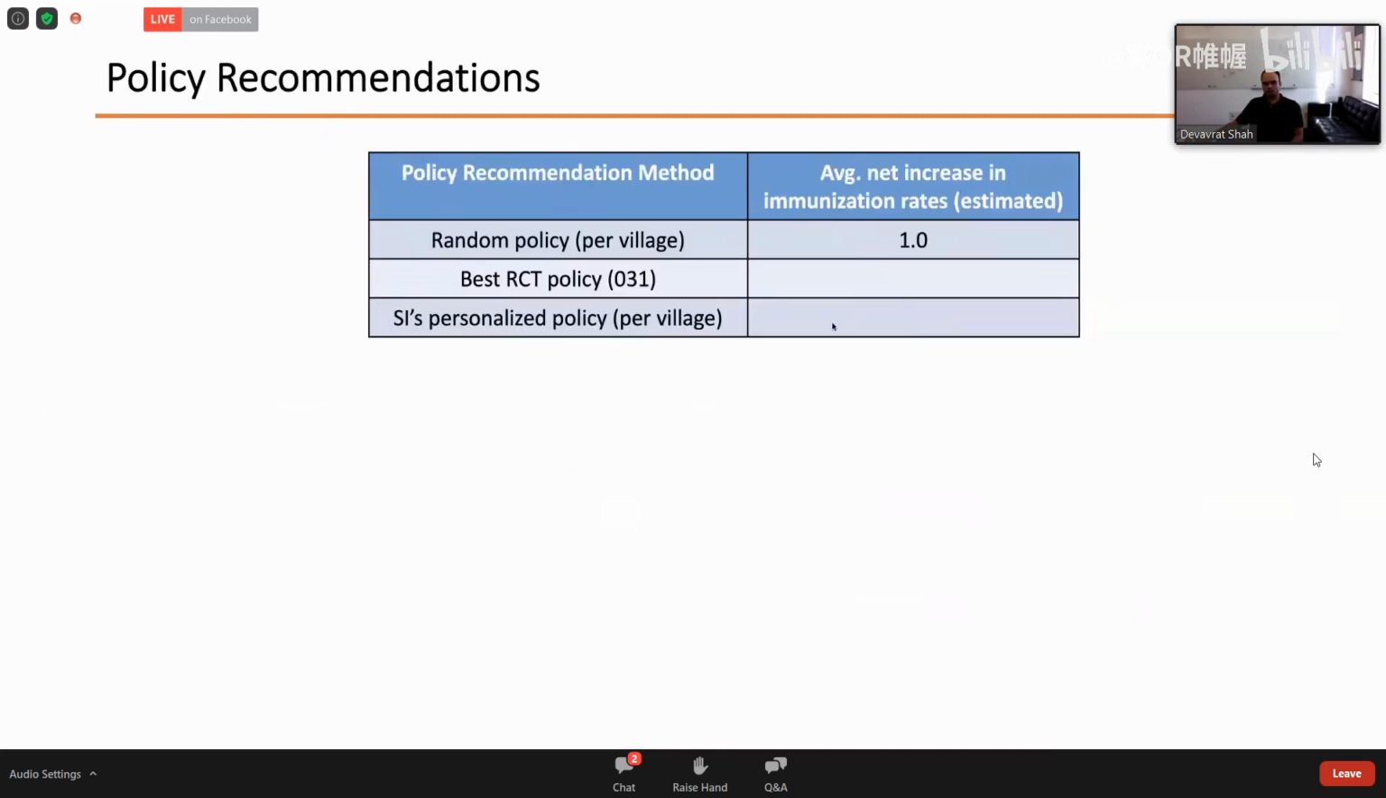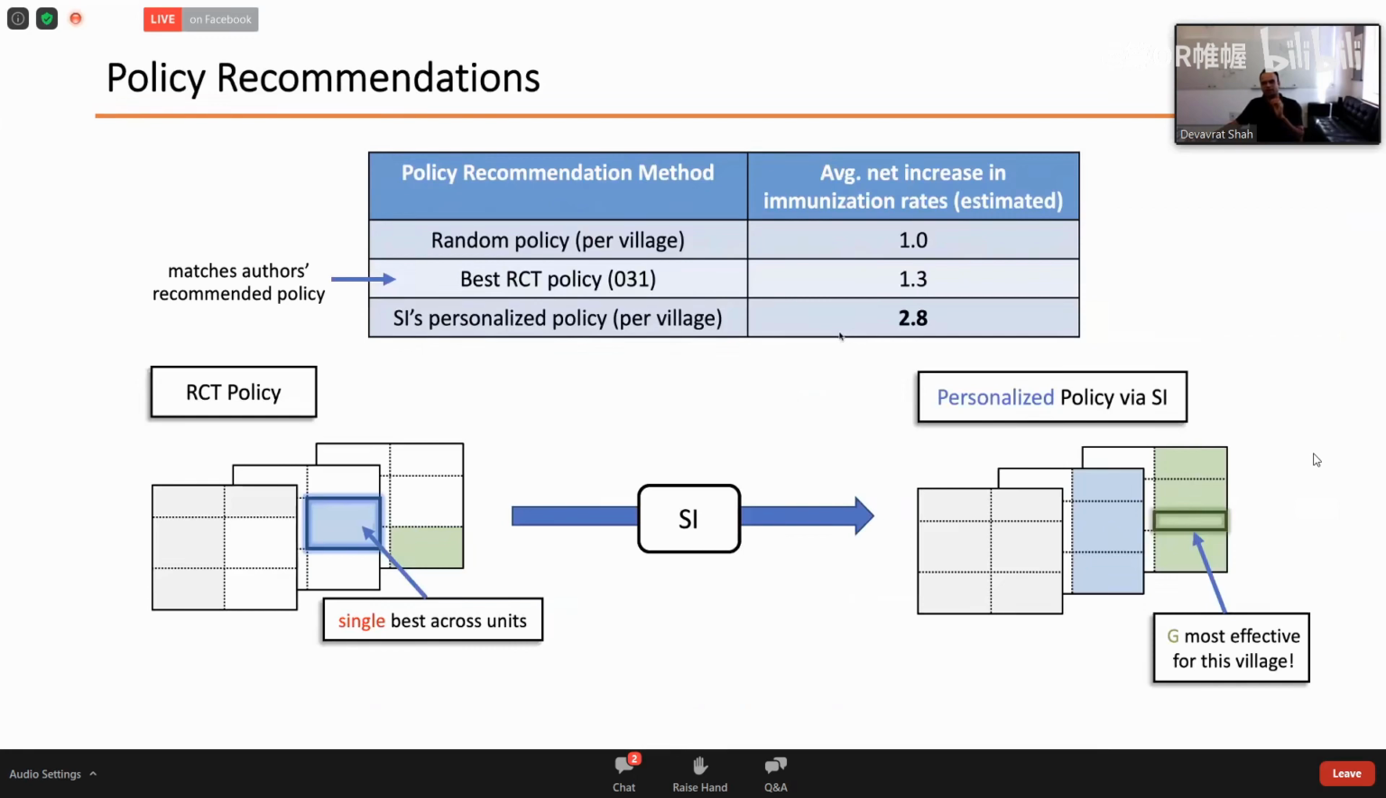And more generally, if we do synthetic intervention-based personalized policy per village, we get a 2.8 times increase in the normalized sense of immunization rate, versus one best RCT policy over everything, which just has 1.3. So this is a factor of 2x better than what you were having compared to, let's say, a random policy. So definitely there is information out there, and that can be utilized through a method like synthetic intervention. So it suggests that one should spend time thinking about using such methods for policy recommendations.